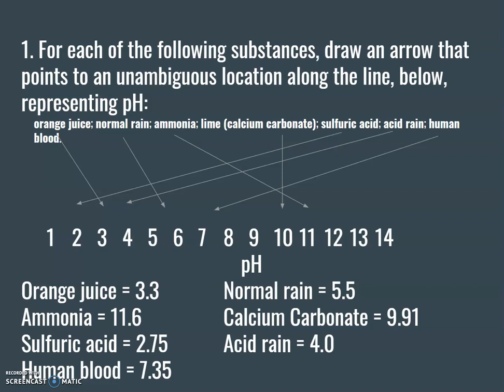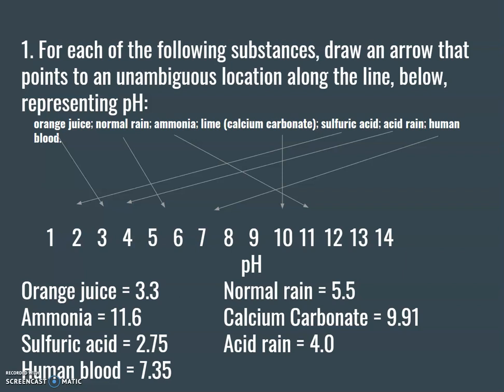So orange juice is acidic at about a 3.3. Ammonia is our classic base at 11.6. Sulfuric acid is a really strong acid, 2.75. So you see how close orange juice and sulfuric acid are because it's a base 10 scale. Human blood is a little bit basic at 7.35.